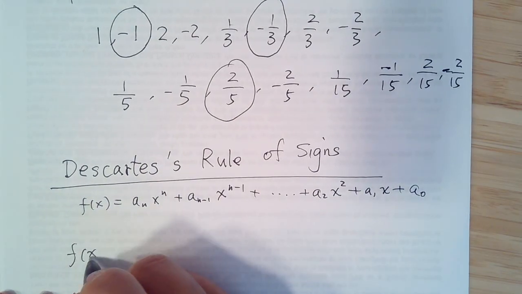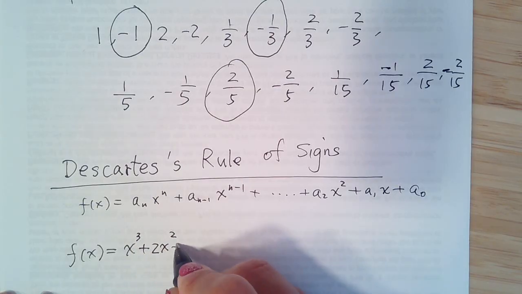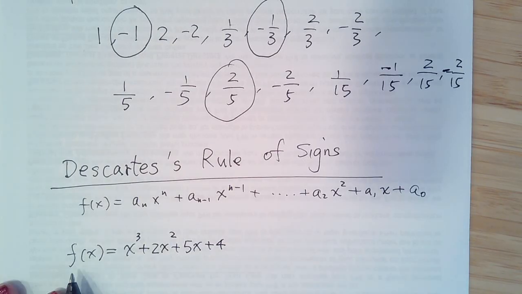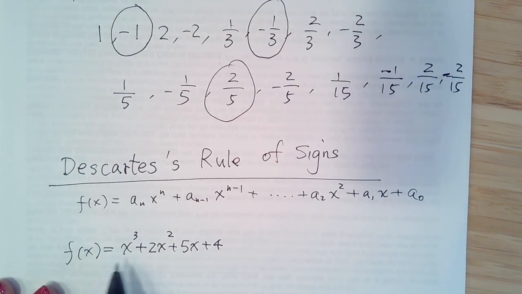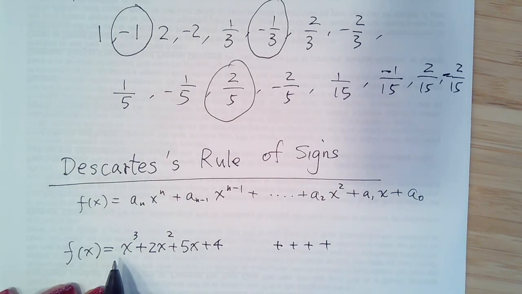f of x equals x cubed plus 2x squared plus 5x plus 4. This is f of x. Now give me the signs. If there's a missing term, just ignore it, but you have to put them in order from the highest degree to the lowest one. So what are the signs here? Plus, plus, plus, plus, isn't it? That's 1, 2, 5, 4, plus, plus, plus, plus.